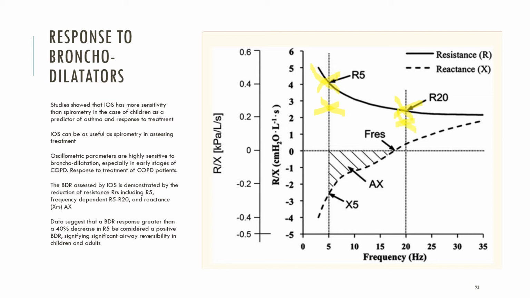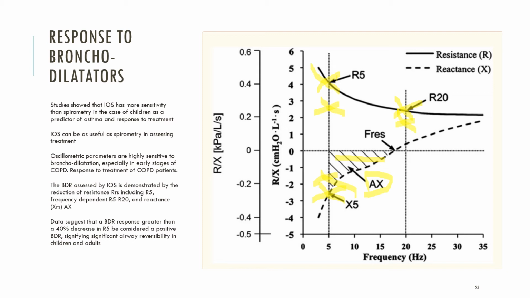And also you might see some improvements in compliance, where the X5, which was originally down here, might go up a little bit up here. And also what you see is a decrease in the AX, which I was mentioning to you, which is a compliance factor. So that is the response for the bronchodilator. And I just wanted to show you some of the studies that support this.